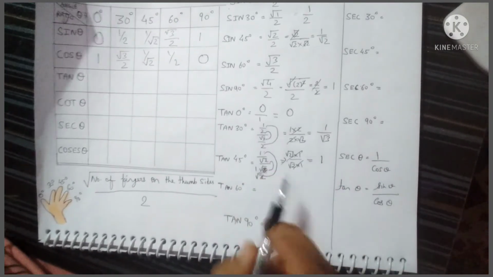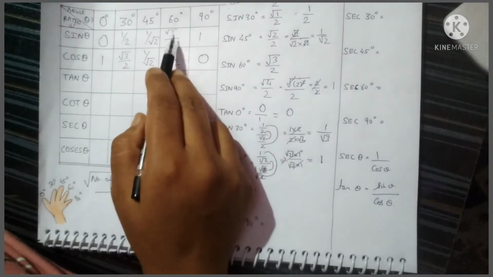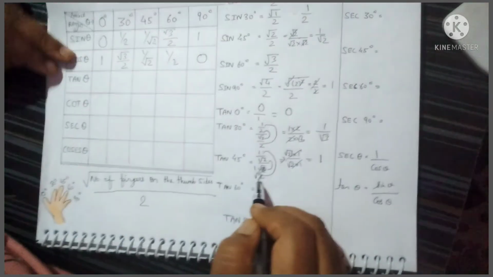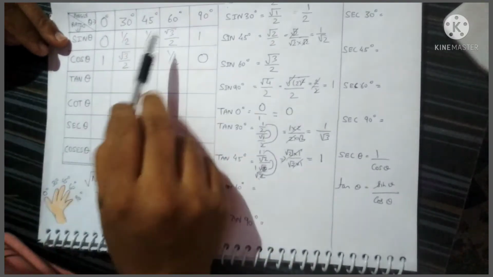Just be careful while writing. I made a mistake, so be careful while you are writing the digits. Here when I was writing the tan 45 value, I just misplaced it. So be careful while writing. Once you practice, when you do more practice, you will be very fast.